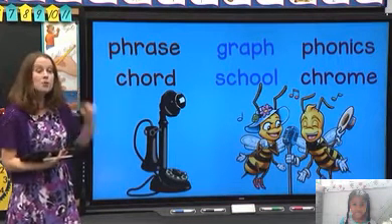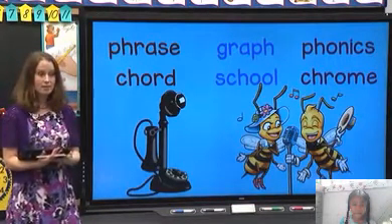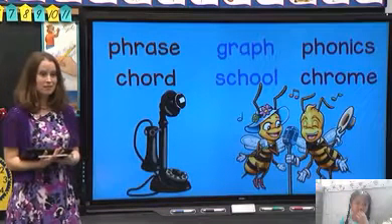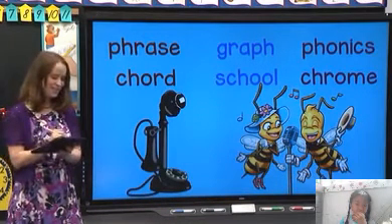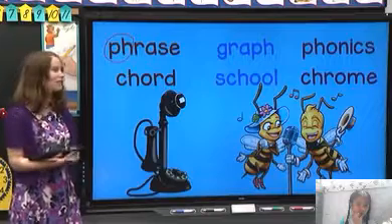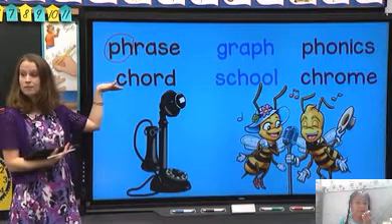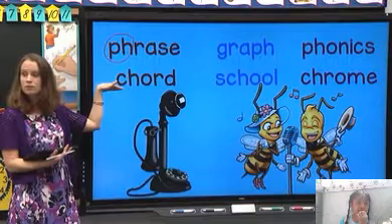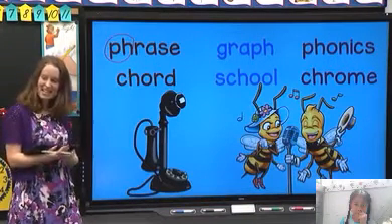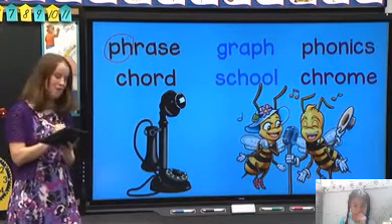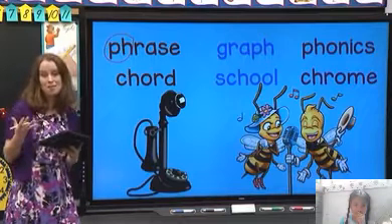Phrase. Good. What's our special sound in the word phrase? Phone. And phone is correct. Good work and good thinking. Let's go to our second word. Read this to us, please, tray. Chord is correct. And this chord is something that you would use in a piece of music.